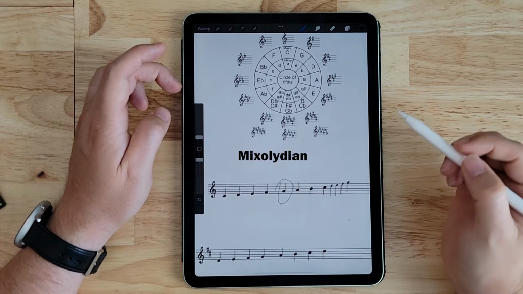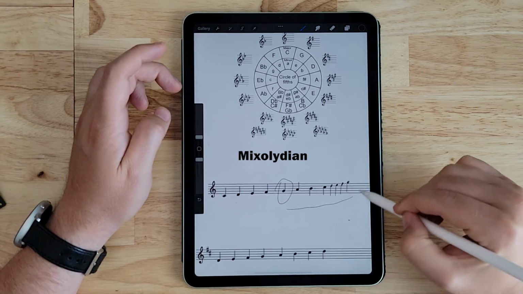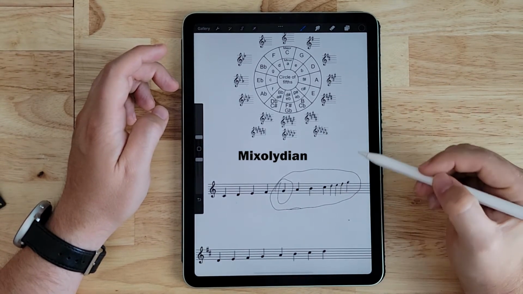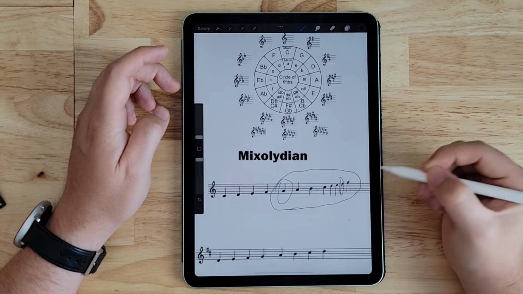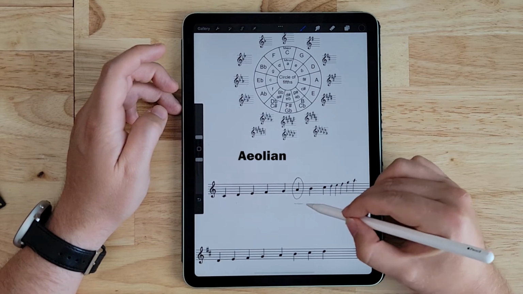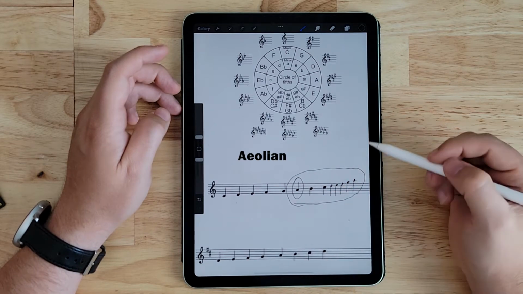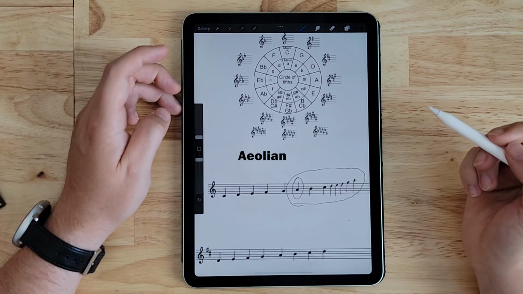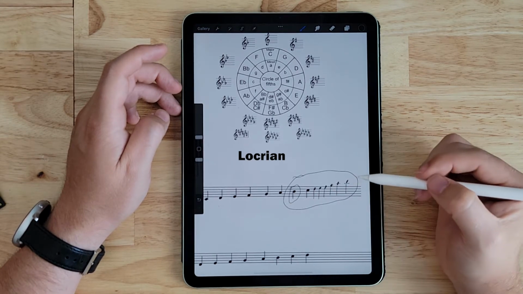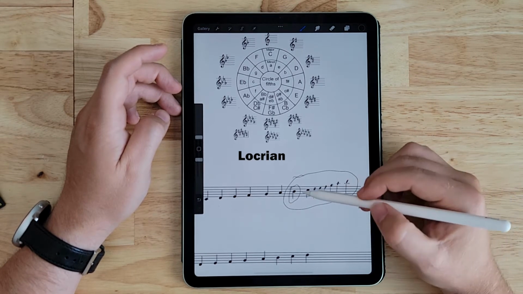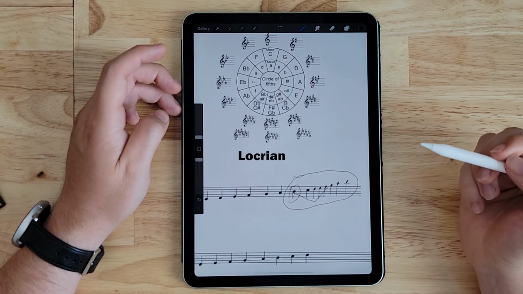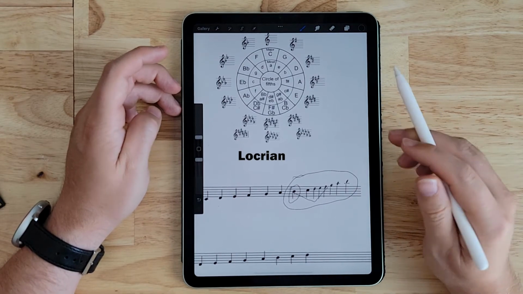From the fifth degree, we have the Mixolydian mode, which is a major scale with a lowered seventh. From the sixth degree, we have the Aeolian mode, which is the same as a minor scale. And from the seventh degree, we have Locrian, which is kind of an outlier because it's a diminished minor scale, having a diminished fifth between B and F. And this is by far the least used mode.